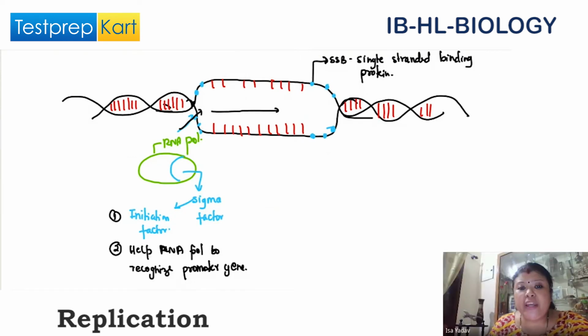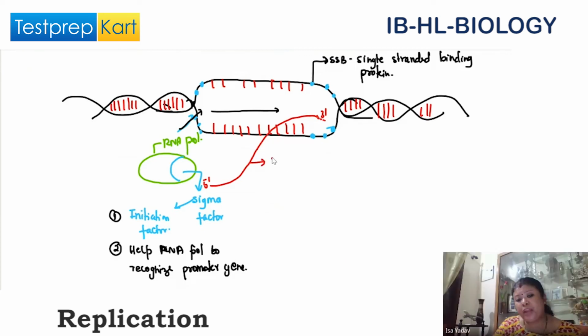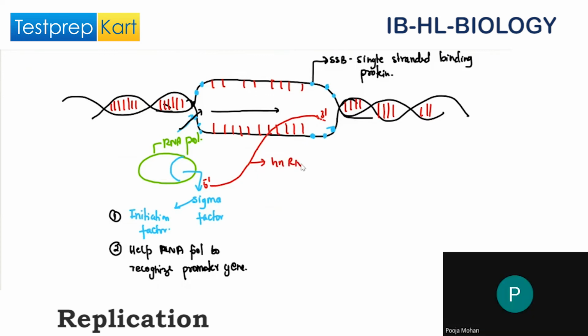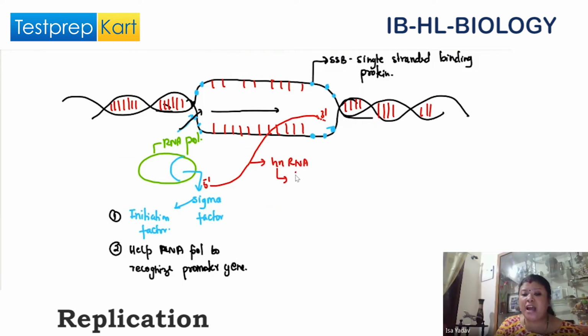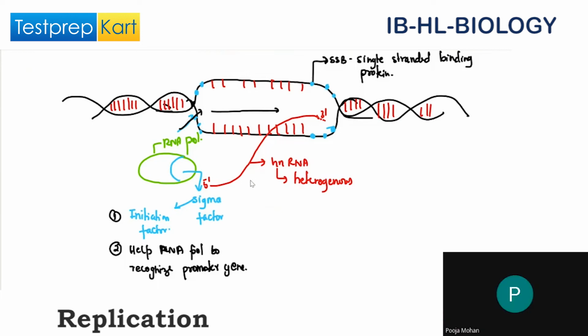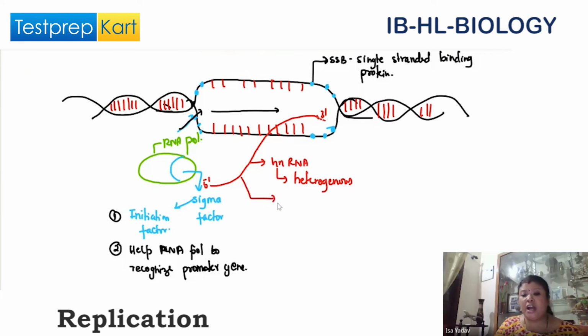So gradually we will see that one new RNA will be formed like this. This is 5 prime and this will be 3 prime. Nucleotides will go on adding, one, one, one, one. So this new RNA will be formed. This newly formed RNA is called hnRNA. HN stands for heterogeneous RNA, or RNA transcript.